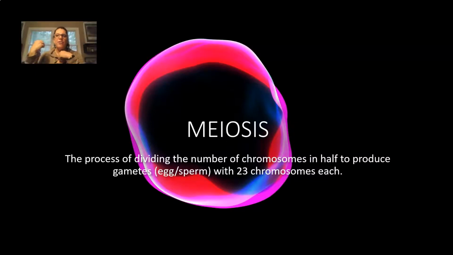So we have to somehow figure out how to divide up the genetic material in half and get them into cells that are going to be used in fertilization, so sperm or egg cells, so that a sperm has 23 chromosomes, an egg has 23 chromosomes, and when they combine during fertilization, we create a new cell that now has the full 46 chromosomes in it. So this is what our goal is. So meiosis, by definition, is the process of dividing the number of chromosomes in half to produce gametes, or egg or sperm cells. And each one of those then will have 23 chromosomes in them.